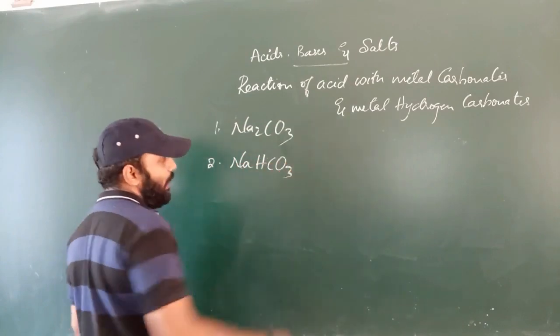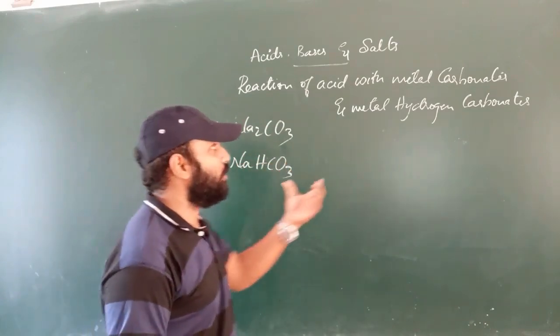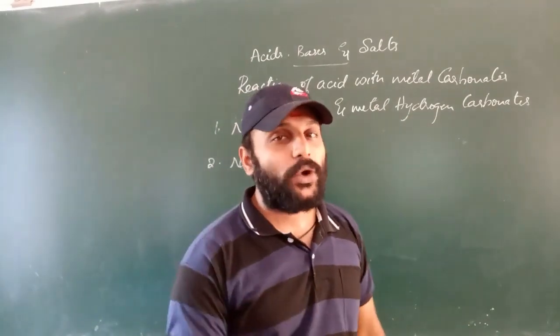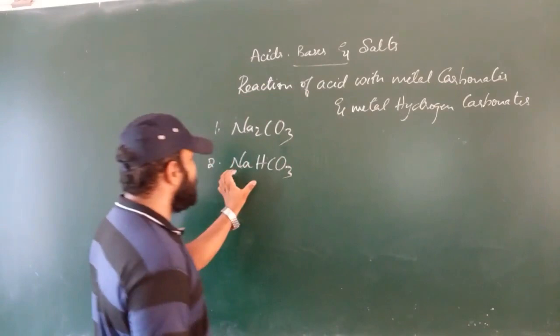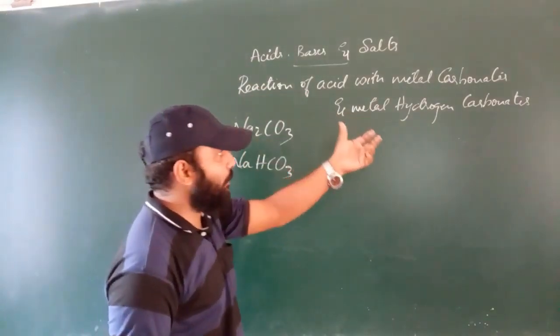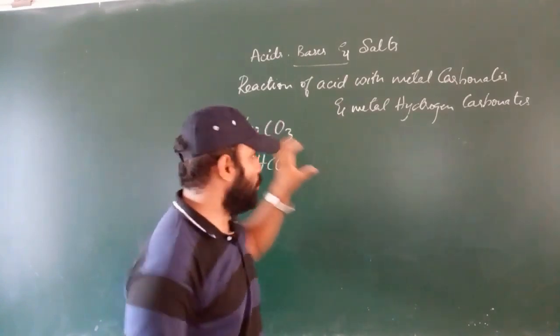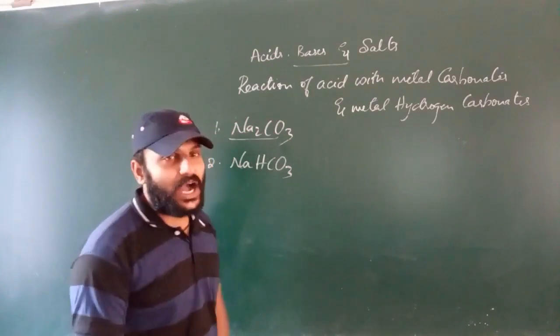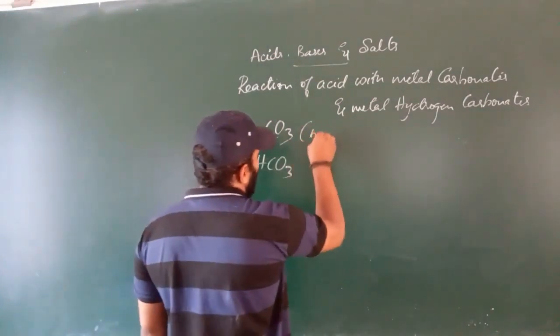NaHCO3, sodium hydrogen carbonate. One more name is there: sodium hydrogen carbonate is also called sodium bicarbonate. So here, this is sodium carbonate and this is sodium bicarbonate. Metal carbonates and metal bicarbonate. There is one more name for this. Sodium carbonate is also called washing soda.